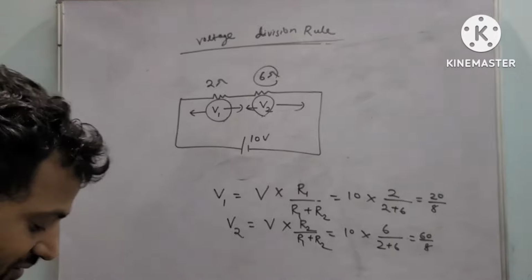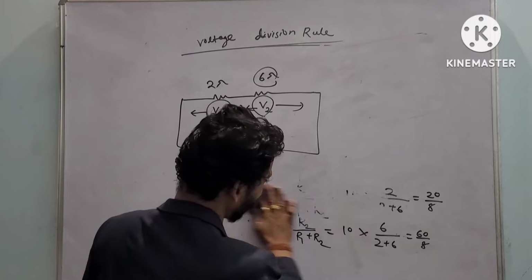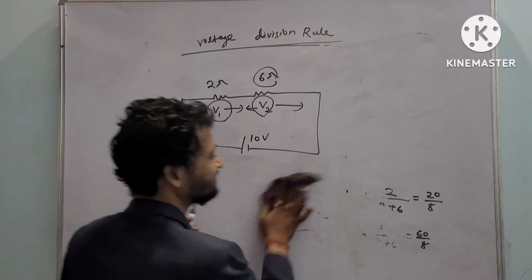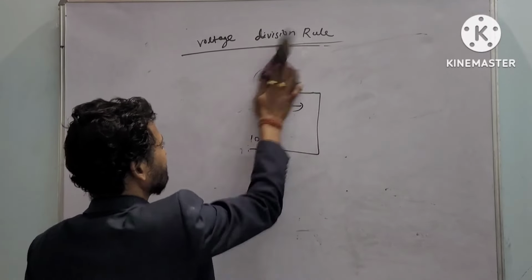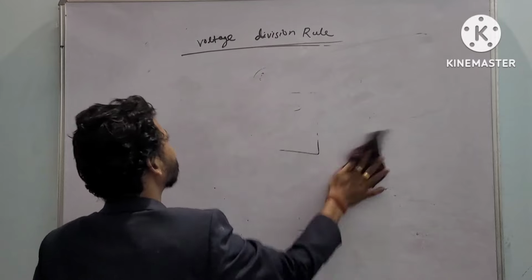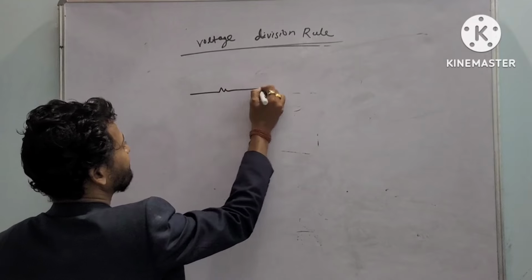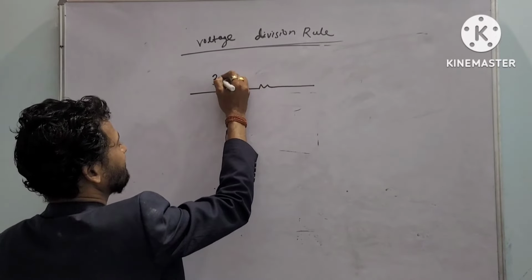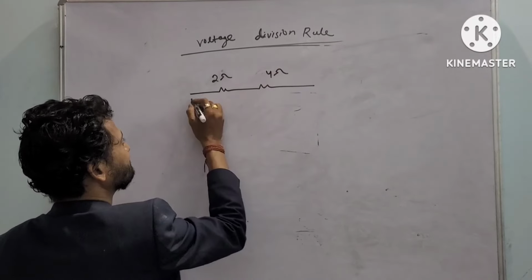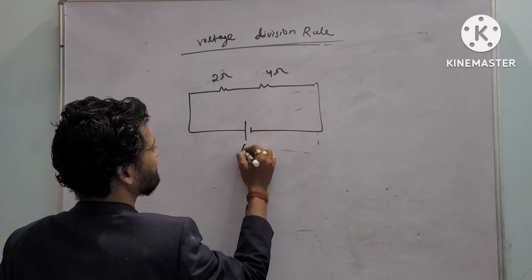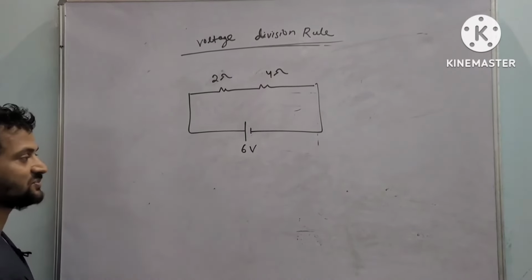But I'll provide some trick, and that trick is applicable in certain condition. If it is given in terms of ratio. Okay, if we'll get this kind of question like, let it be 2 ohm and 4 ohm. Okay, if supply voltage is 6 volt.